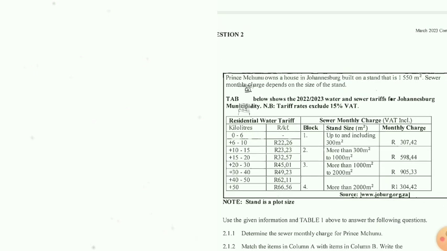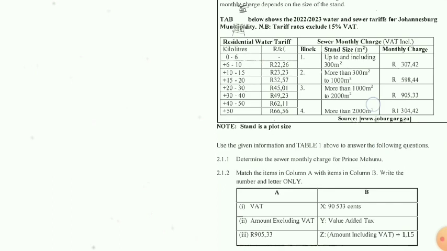2.1.2 match the items in column A with the items in column B. Write the number and letter only. And by the way, I will show the answers at the end of the video. VAT. What is VAT? It is value added tax, which means it's Y.